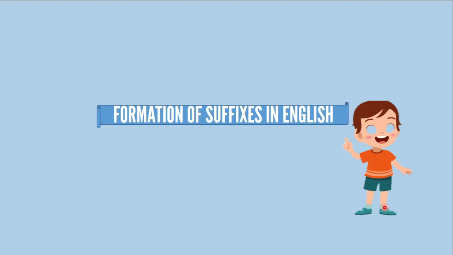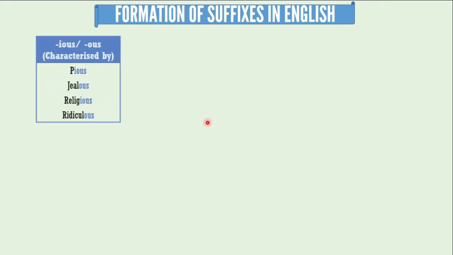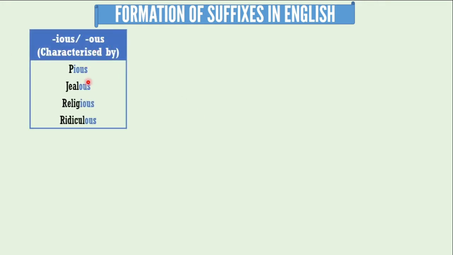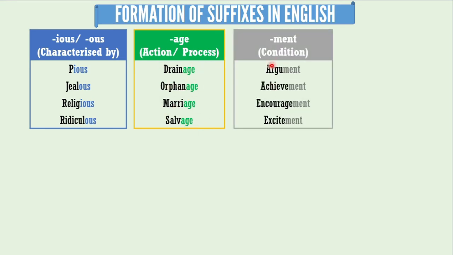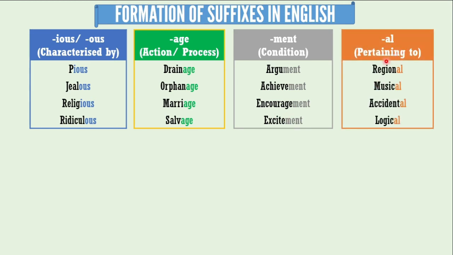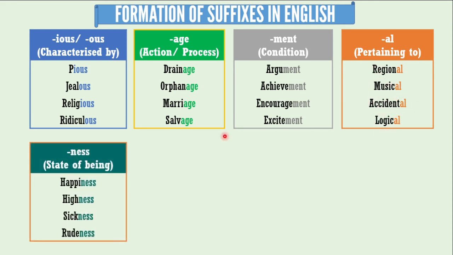Here is the formation of suffix in English. ious or ous: pious, zealous, religious. Age, that means action or process: diagnose, urbanise, marriage, savage. Ment, that means condition: argument, achievement, encouragement, excitement. Al, that means relating to: relational, musical, accidental, logical. Here is the ness, state of being: happiness, highness, sickness, and rudeness.